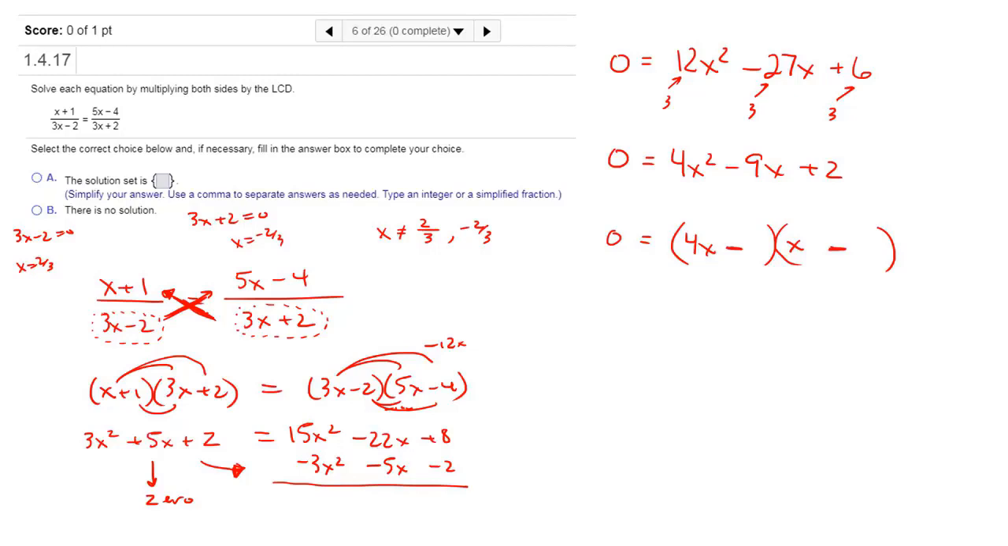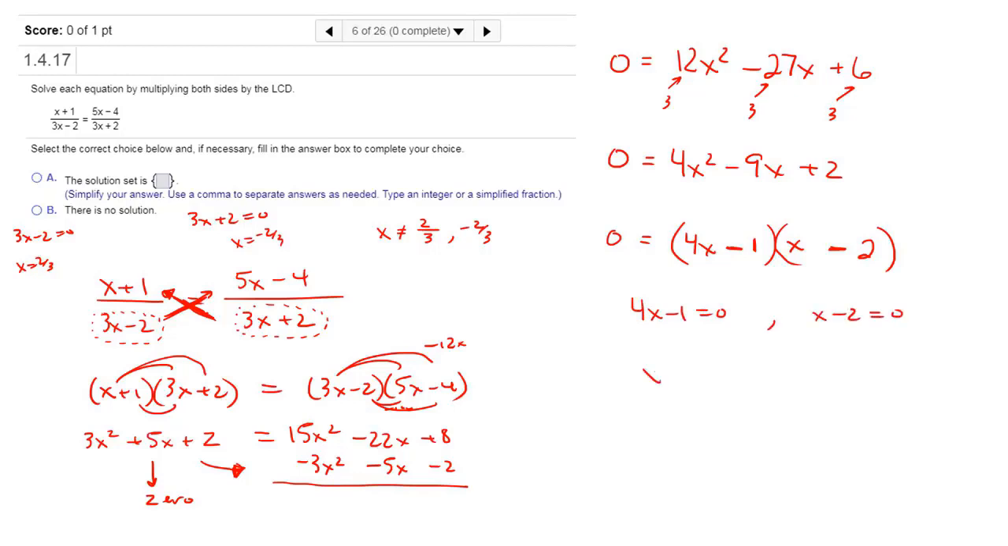And then I'm thinking to myself, probably a 2. If I put a 2 into here, notice what's going to happen. This will be a negative 8x. And this would be another negative 1x. That'd be negative 9x, which is exactly in my middle. Perfect. Okay, set each of them equal to 0 and solve.